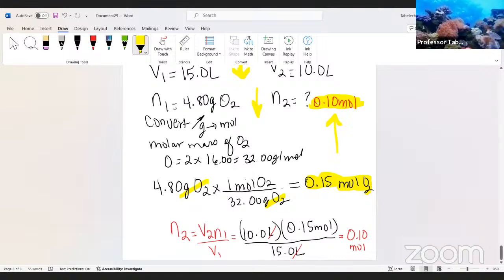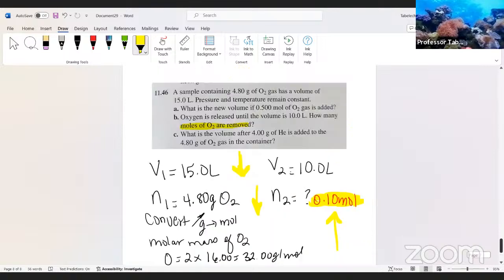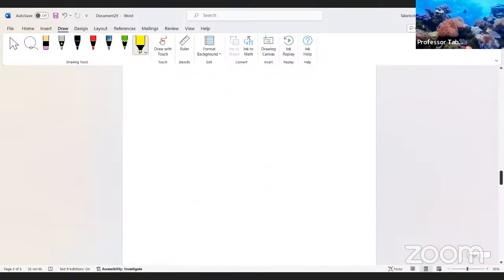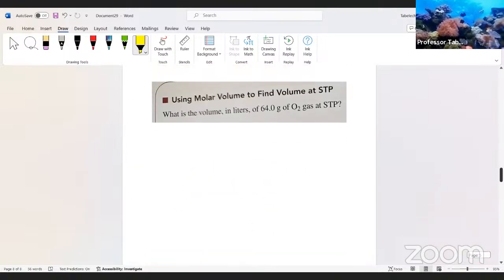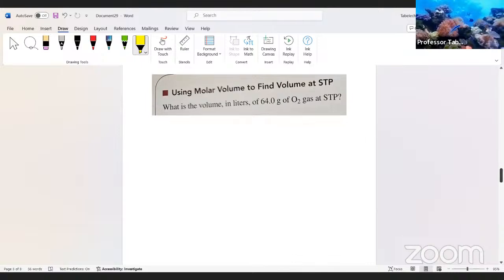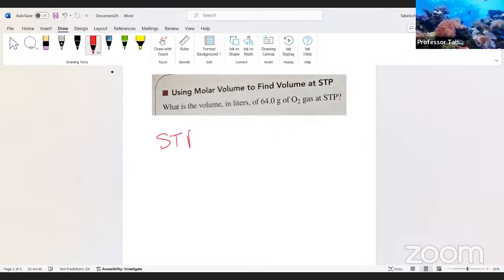So now let's go ahead and get to that last problem. The last example here is about calculating molar volume to find volume at STP. This is the last one that I'm going to do really quickly before I have to get on with my day. And whenever you're talking about STP, there are things that you need to know. Anytime, and this is on a lot of your AP chemistry exams, this is on the MCAT.